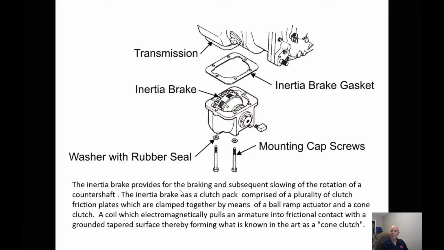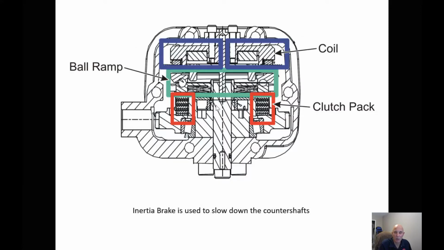So the inertia brake provides for the braking and subsequent slowing and rotation of the counter shafts. The inertia brake has a clutch pack comprised of clutches and friction plates, clamped together by means of a ball ramp actuator and a cone clutch. The coil is electromagnetically pulled an armature into friction contact with a grounded taper surface, thereby forming what is known as a cone clutch. So if we take a look internally inside it, here's our clutch packs. Here's our coil. When these coils are energized, it allows these clutch packs to slow the countershaft down.